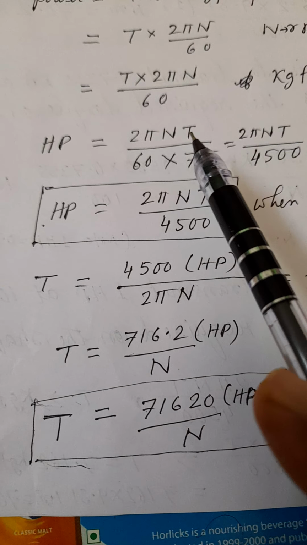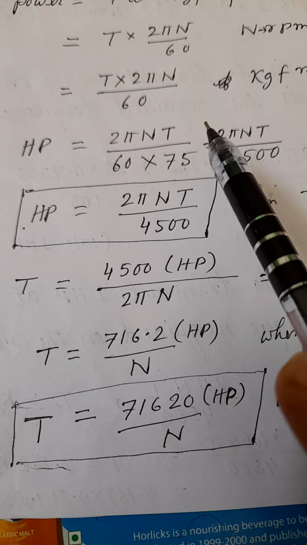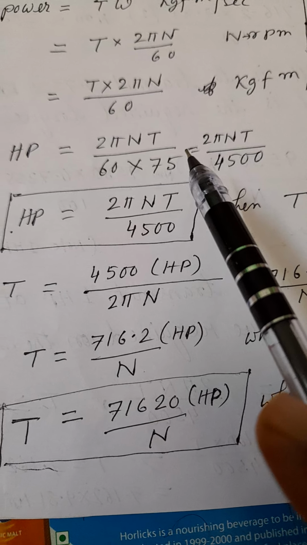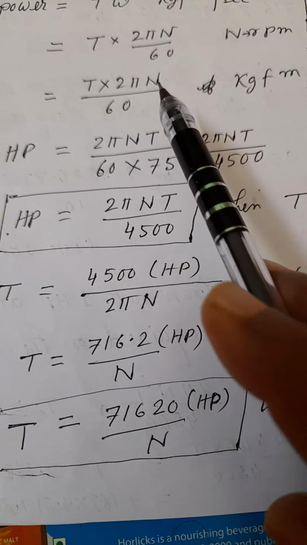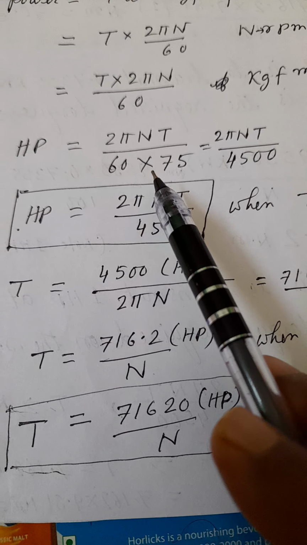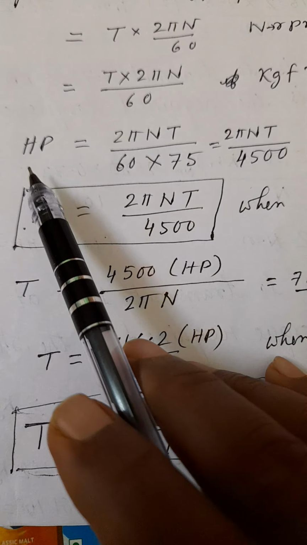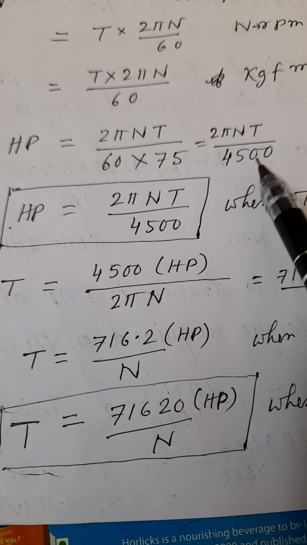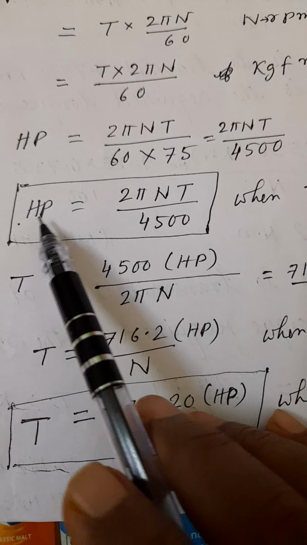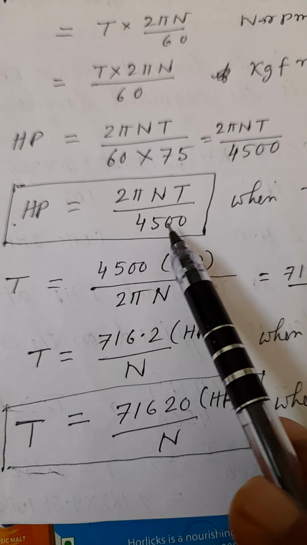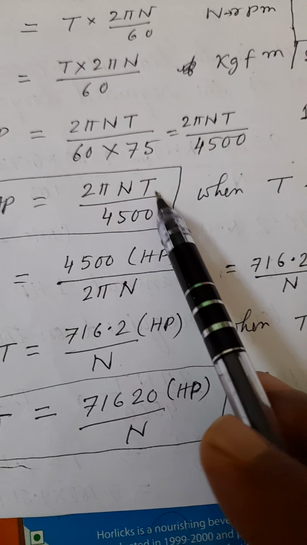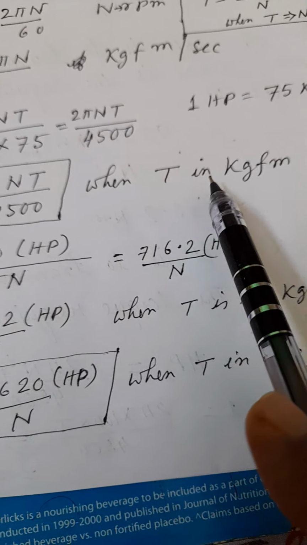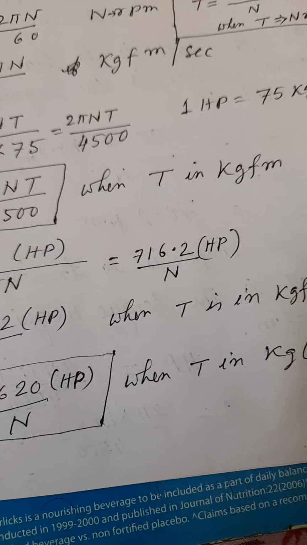Now as you know, 1 HP is equal to 75 kg force meter per second. So we divide by this one, and this will be converted directly to HP. So HP is equal to 2 pi N T by 4500. You remember, when you have to find out HP, then T will be in kg force meter.